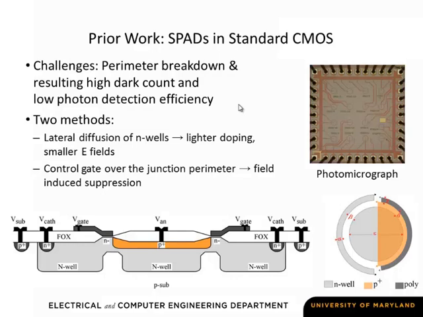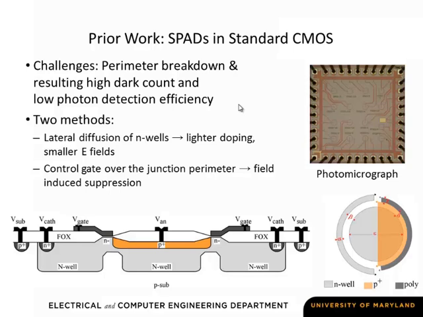As we've just heard a good demonstration of, the challenges for making SPADs in standard CMOS are the perimeter breakdown, which gives you a high dark count, and because the perimeters are breaking down, you're not getting volumetric breakdown, so you end up with a low photon detection efficiency. The two methods that my lab has previously investigated for trying to achieve this volumetric breakdown, which is really what you're after, are this method of lateral diffusion of N wells, which I think is very similar to the method that we just saw, and also a control gate over the junction periphery.